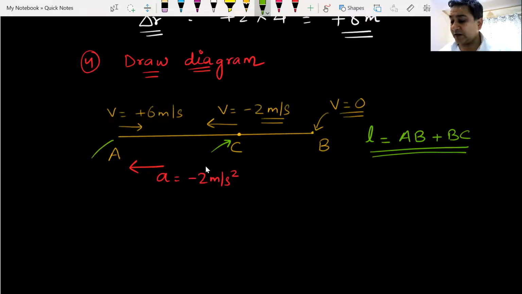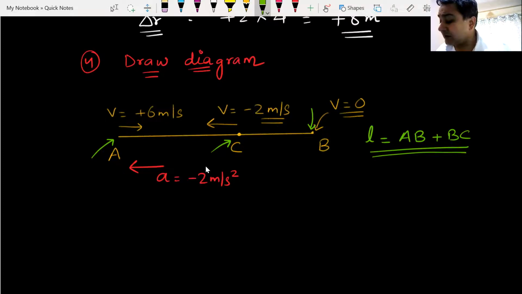First, the particle was at A, it was moving forward, acceleration was backwards, it slowed down and slowed down. At point B, it stopped and came back. It is the same as throwing this pen up. At some point it will stop, then it will come back. So right now it is at point C. We have to find out the length from A to B, and the length from B to C, and add them and get the distance.